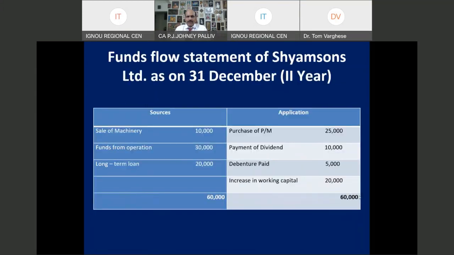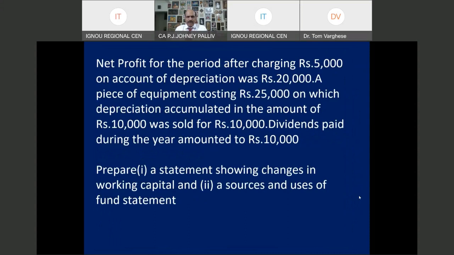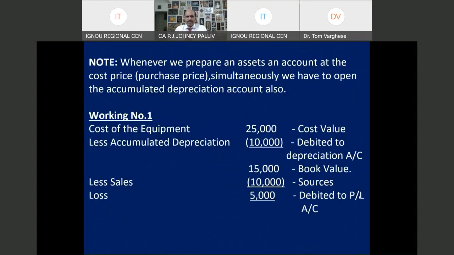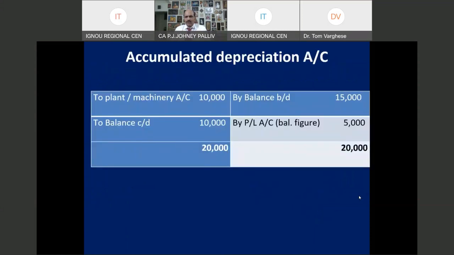Now, they say in the notes given, a machinery costing rupees 25,000 on which depreciation accumulated in the amount of rupees 10,000 was sold for rupees 10,000, which means you can see the workings of machinery. Whenever we prepare an asset account at the cost price or purchase price, simultaneously we have to open the accumulated depreciation account also. The cost of equipment is 25,000. That is the cost. Accumulated depreciation is 10,000 debited to depreciation account. Therefore, this depreciation we are going to show in the accumulated depreciation account, 10,000.